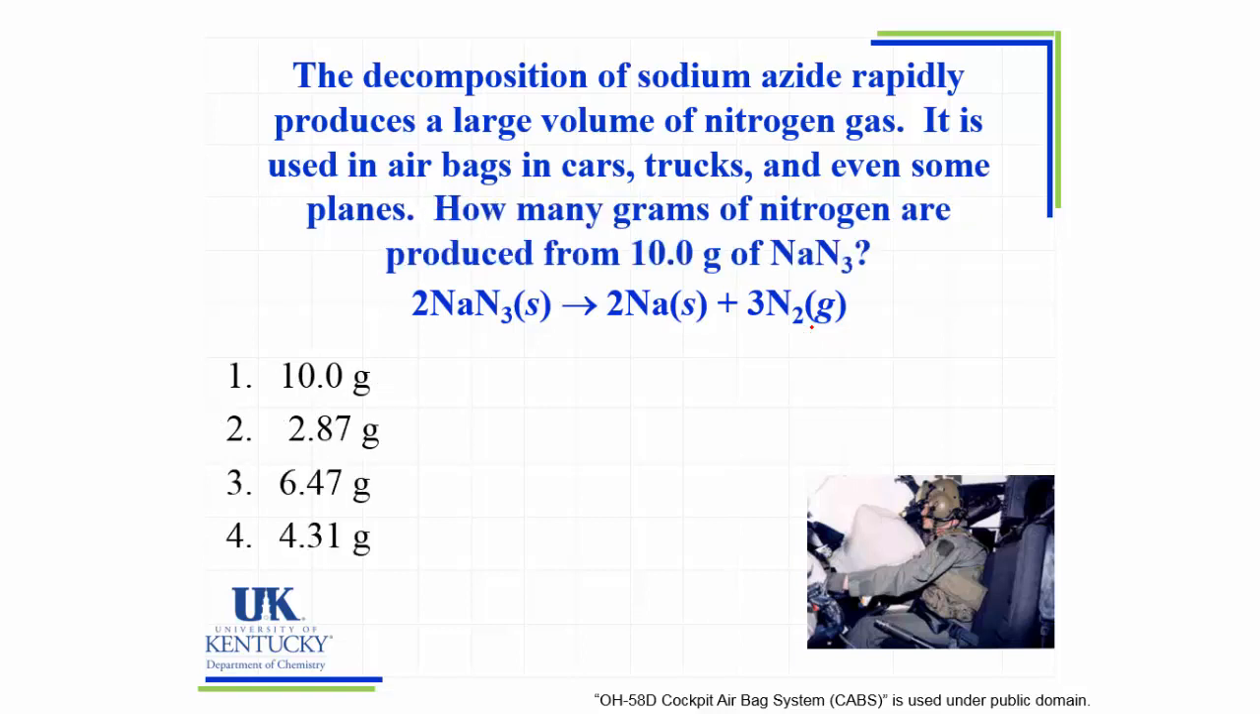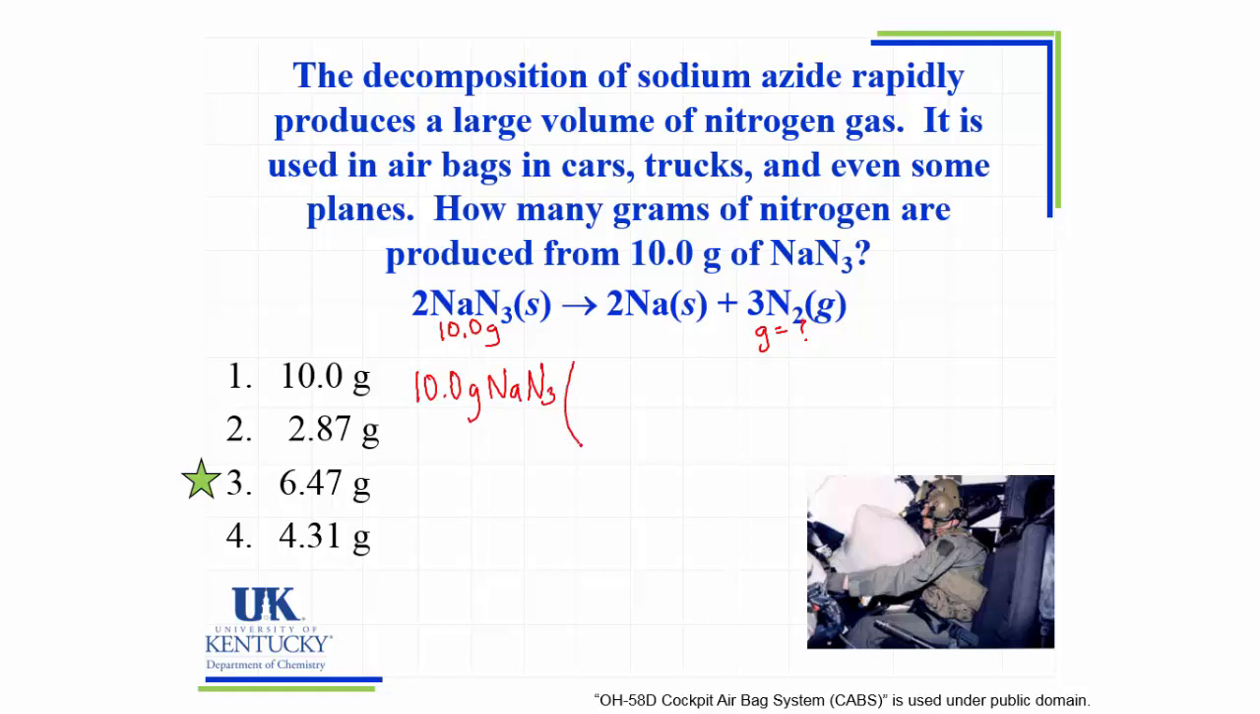Now, let's look at the calculation to figure out how many grams of nitrogen can be produced from 10 grams of sodium azide. We find that we can produce 6.47 grams of nitrogen. Remember that we're given our 10 grams of sodium azide, and we're asked to find the grams of nitrogen. Here we can set up our 10.0 grams of NaN3.